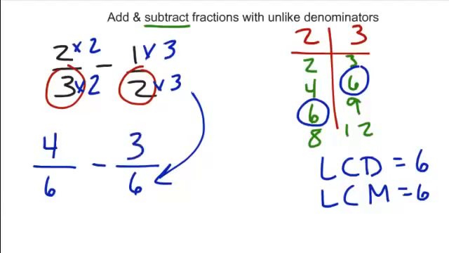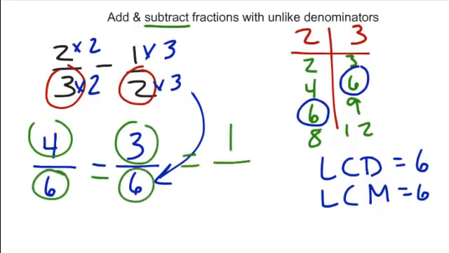And now I can subtract these easily. I know that 4 minus 3 is going to give me 1, and the denominator does not change. It stays a 6, and here's my answer. It's already in simplest form because there are no factors greater than 1 that can go into 1 or 6.